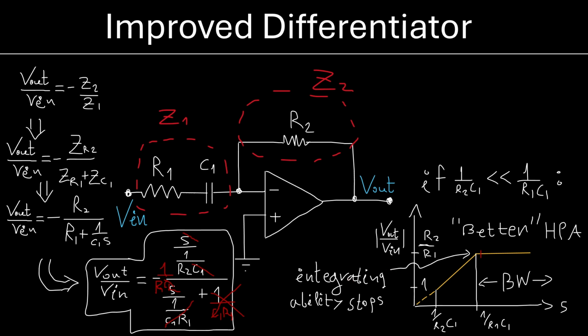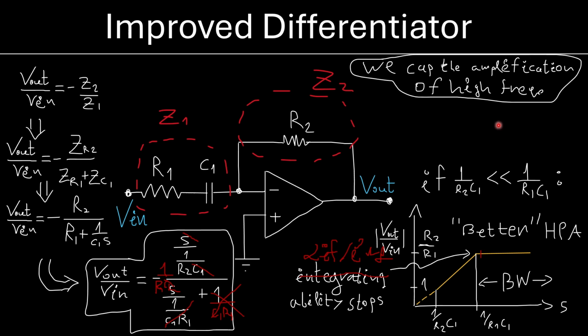This is not the integrating ability that stops, it's the differentiating ability that stops. It stops here, which means that my little configuration differentiates from here all the way to here. It also amplifies from here to here, and now not here, so okay. But the important thing is that differentiation stops here. All right. We managed to cap the amplification of the high frequencies. This is very important. That's what we wanted from the beginning, all right?